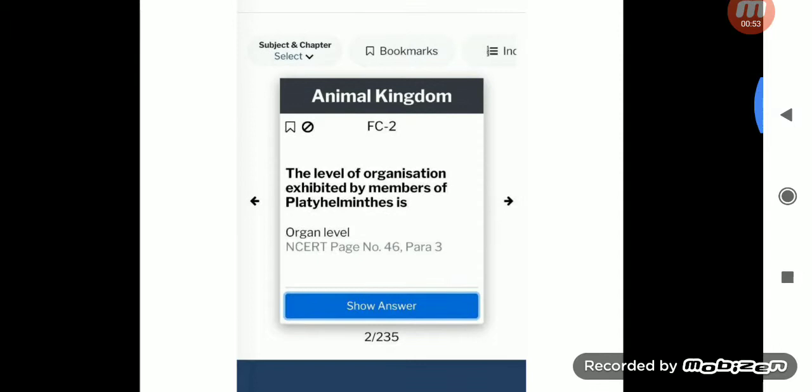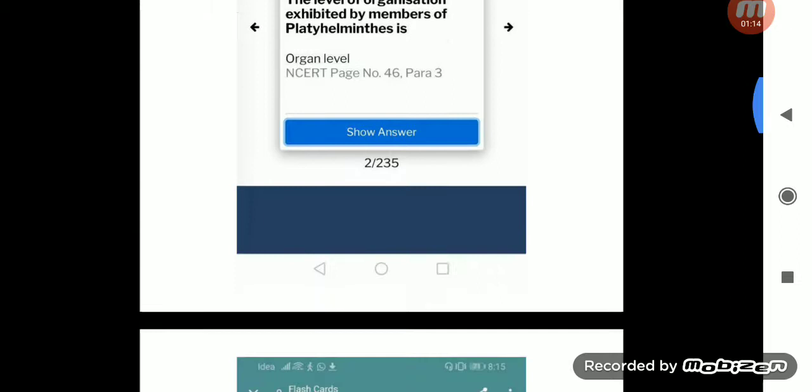The level of organization exhibited by the members of Platyhelminthes is organ level. Platyhelminthes possesses organ level of organization.